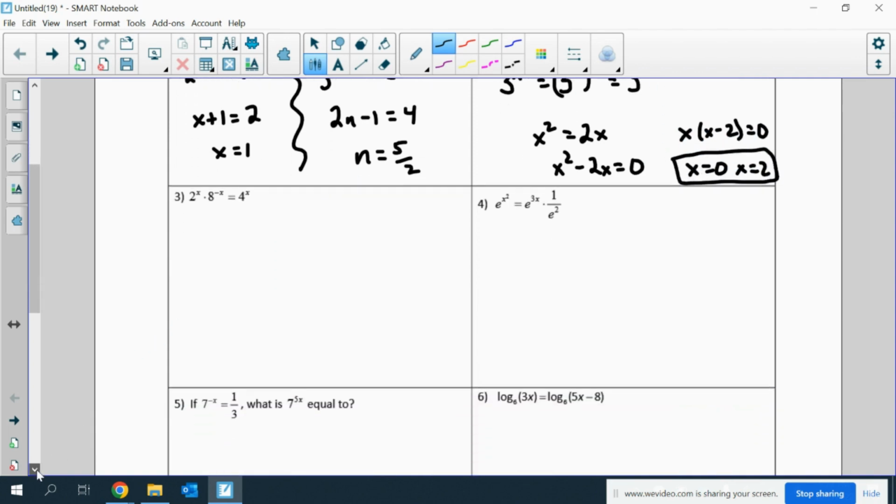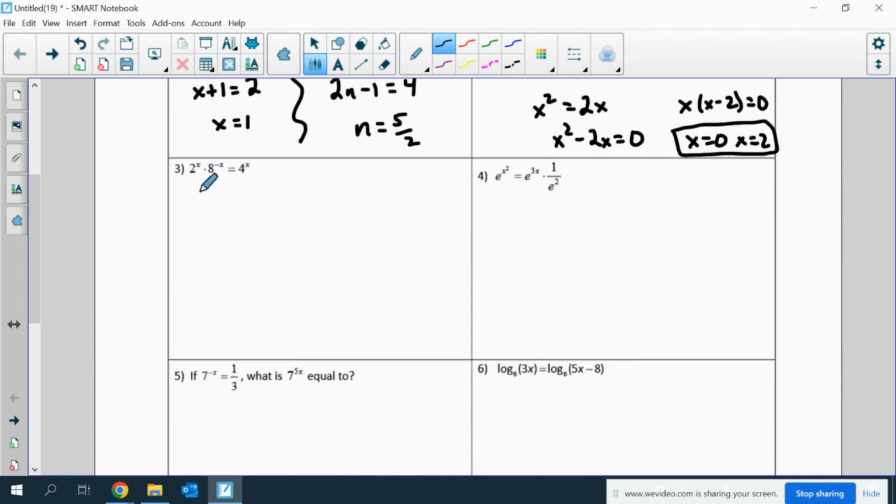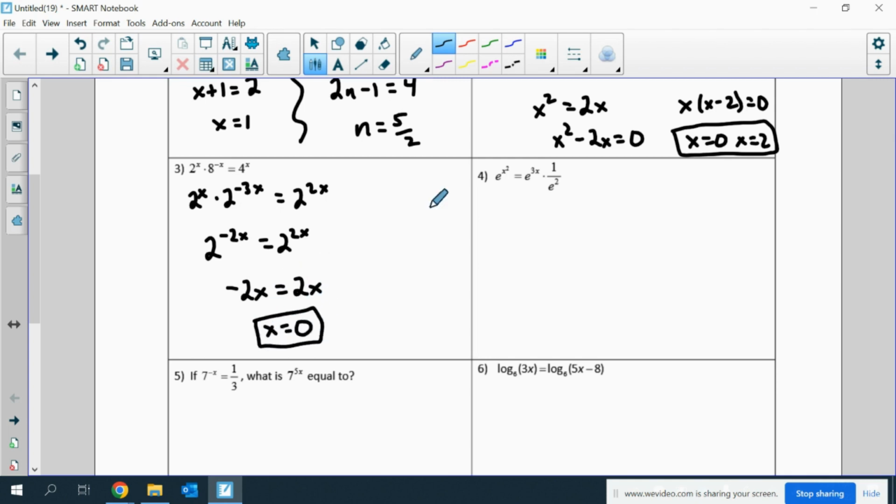Number 3 and number 4, I have 2 to the x times 2 to the negative 3x equals 2 to the 2x. Then when I multiply these, I add the exponents. So 2 to the negative 2x equals 2 to the 2x. So I set the exponents equal, and the only way that's going to happen is if x equals 0.